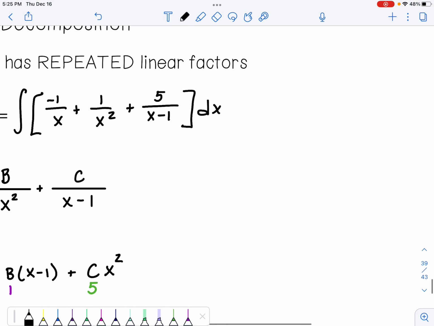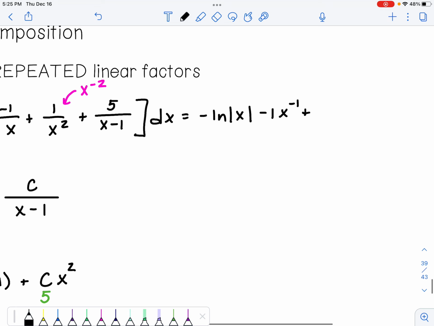So then we're just going to go ahead and integrate. So as a reminder, this is really like x to the negative 2 power. So if I integrate, negative 1 over x is going to turn into negative the natural log of the absolute value of x. If I integrate x to the negative 2, I'm going to get negative 1 x to the first. Negative first, I should say, and then that's going to be plus 5 times the natural log of x minus 1 plus C.